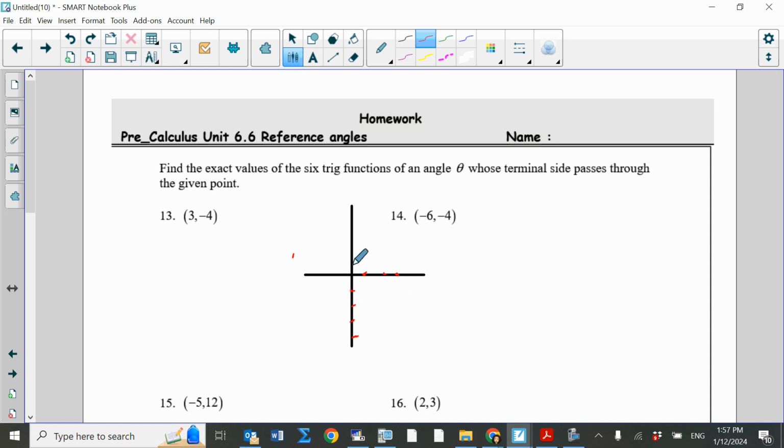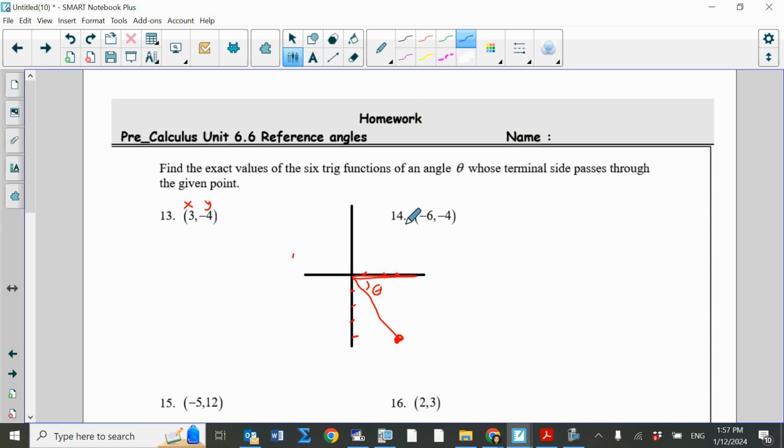So the point x is 3 and y is negative 4. So we move 3 to the right, negative 4 to the bottom, and the point is going to be here. Now, where's the angle theta? If we consider this is the initial side and this one over here, so this could be your theta.